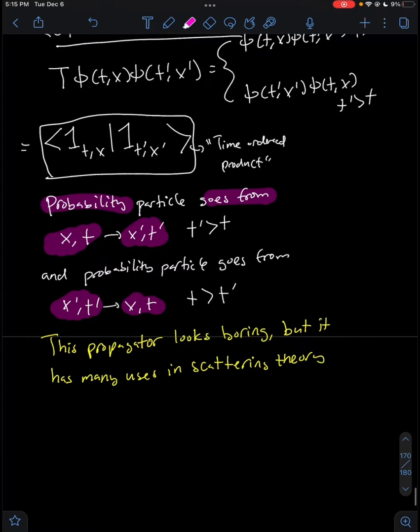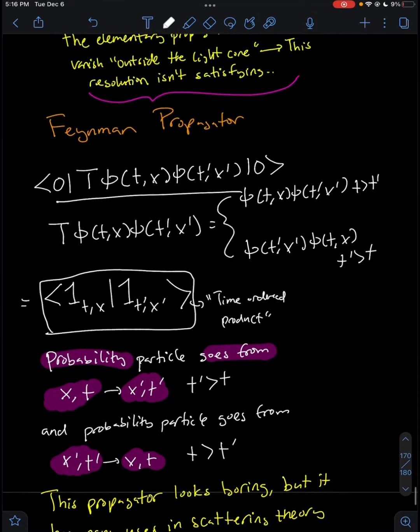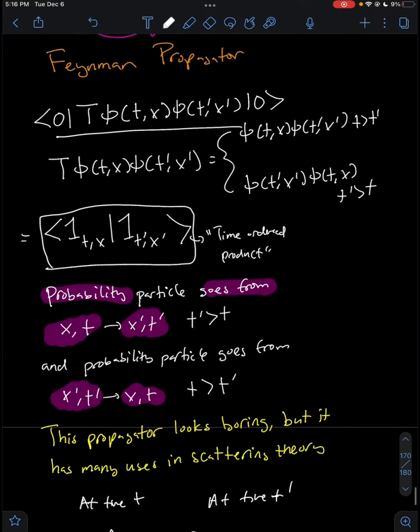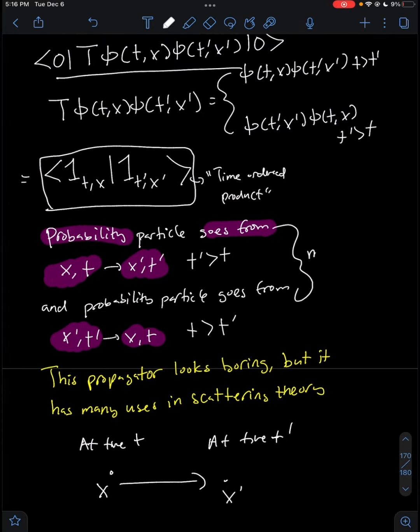It's telling us that a particle goes from x at time t to x prime at time t prime if t prime is the later time, and then likewise for t. So it's not really telling us something very interesting at first, but it's going to be interesting in the future once we get into scattering. But this is the actual meaning of the propagator. It's telling us a probability amplitude that a particle travels to some spot in some time.